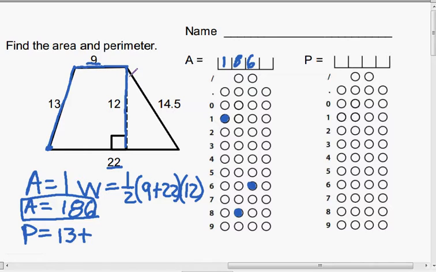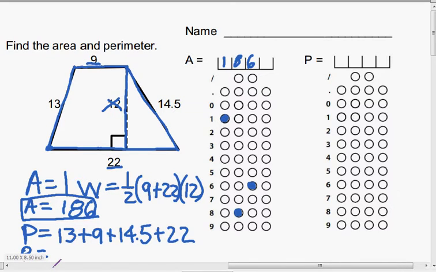9 is part of my perimeter. 14.5 is part of my perimeter. And 22 is part of my perimeter. I only go around the outside, so I do not use the 12 for the perimeter. So my perimeter is 13 plus 9 plus 14.5 plus 22.